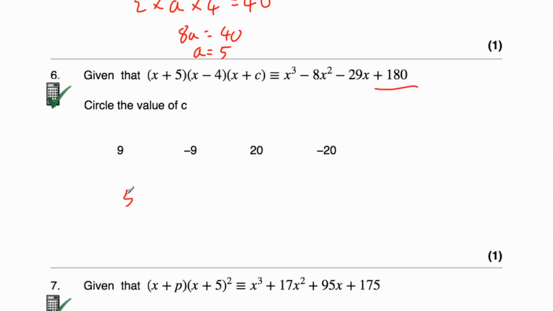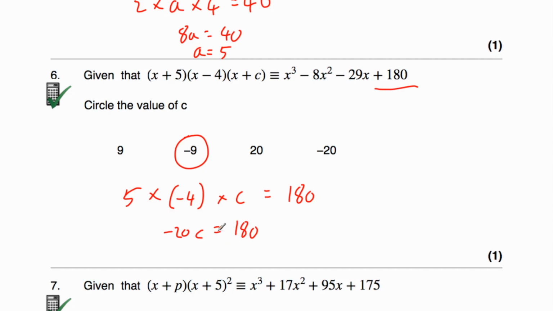So let's write that down. 5 times negative 4 times c would be equal to 180. And if we simplify this, we've got 5 times minus 4, that's going to be minus 20c, and that equals 180. So we just need to figure out, what do we multiply minus 20 by to get to 180? Well, it's going to be a negative, because a negative times a negative is a positive, and 9 times 20 is 180. So it's going to be minus 9.